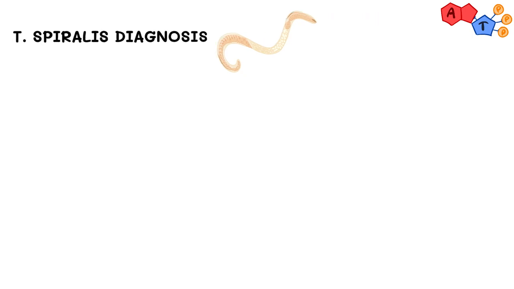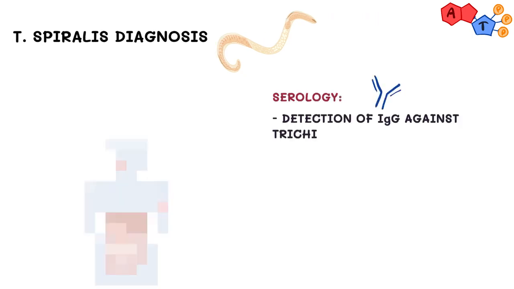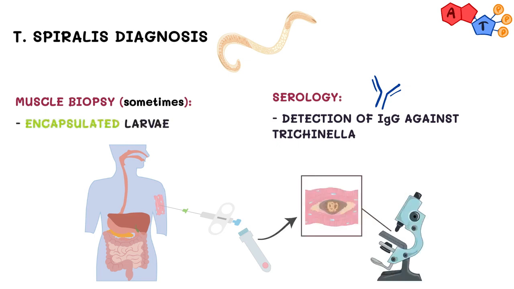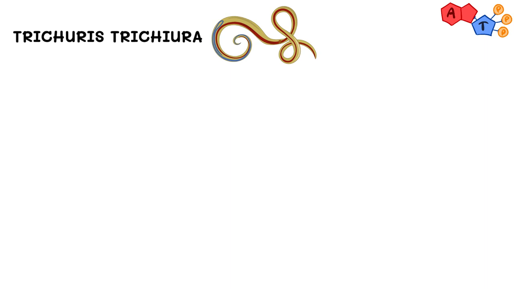For diagnosis, we can use serology. However, muscle biopsy is warranted sometimes to diagnose Trichinella spiralis, where it will show encysted or encapsulated larvae inside the muscle. Now for the last intestinal nematode of today, we'll be talking about Trichuris trichiura. Trichuris trichiura is also known as whipworm.